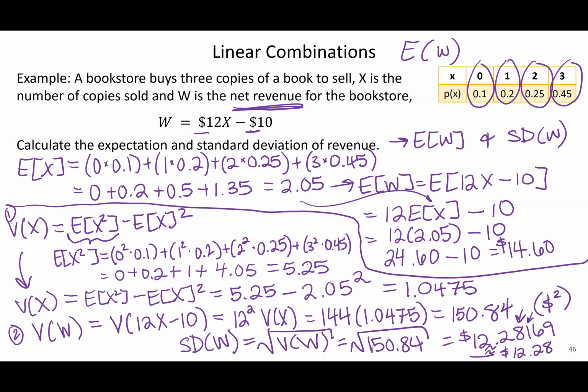I'm going to say, okay, well, that's about $12.28. So if they have 3 books to sell, and these are the probabilities that they'll sell each number, the probability they'll sell 0 versus 1 versus all 3, on average, we expect their revenue to vary by about $12.28. So that's what we're looking at.